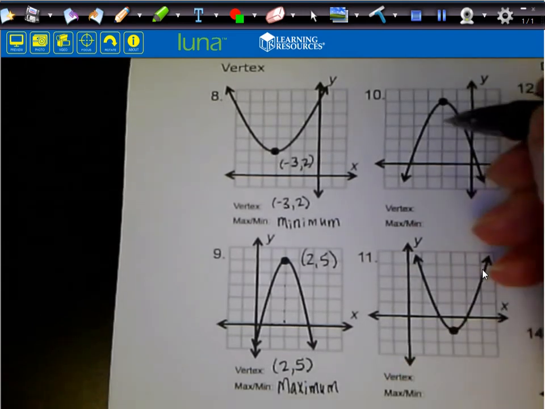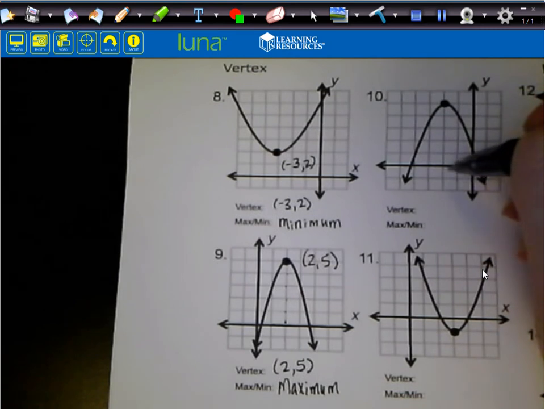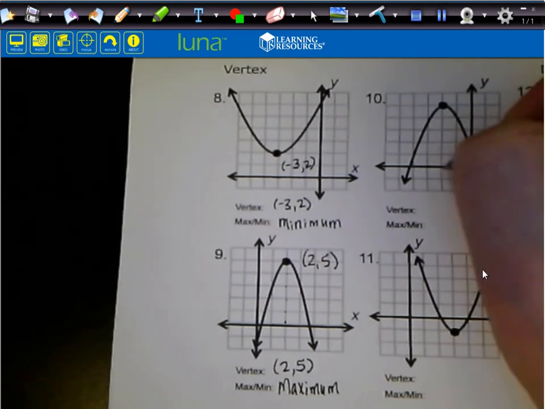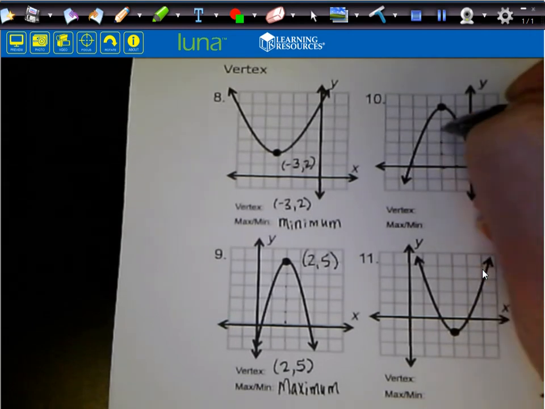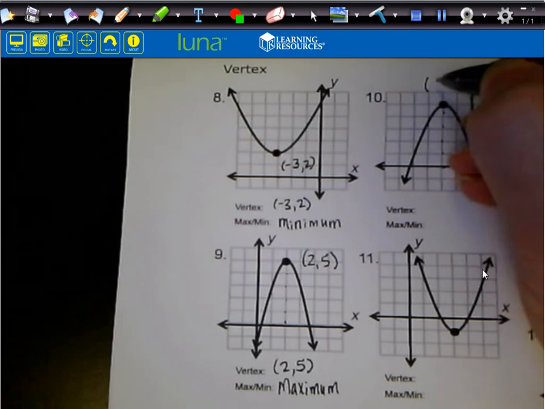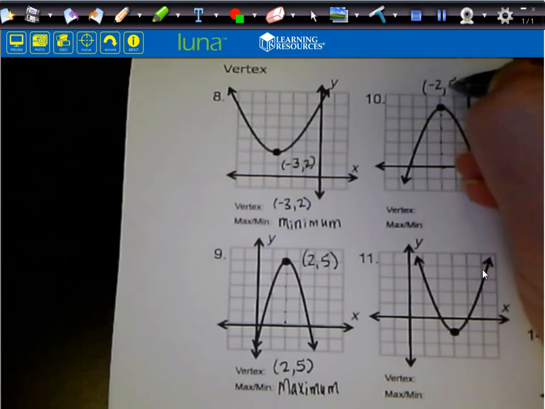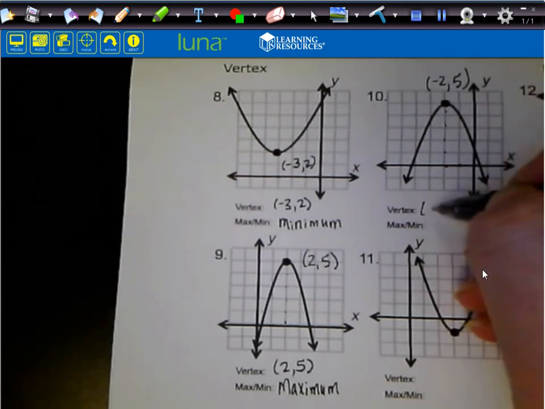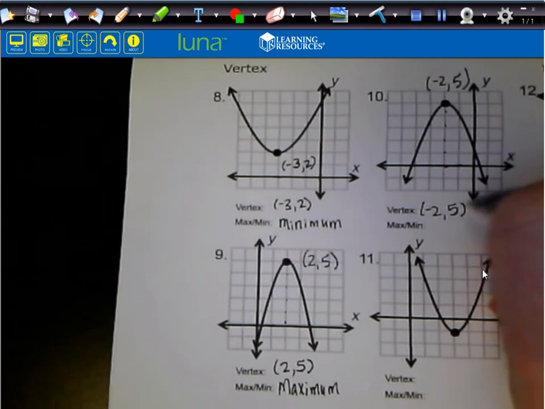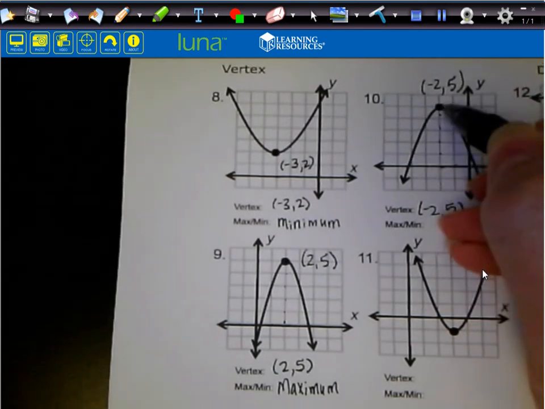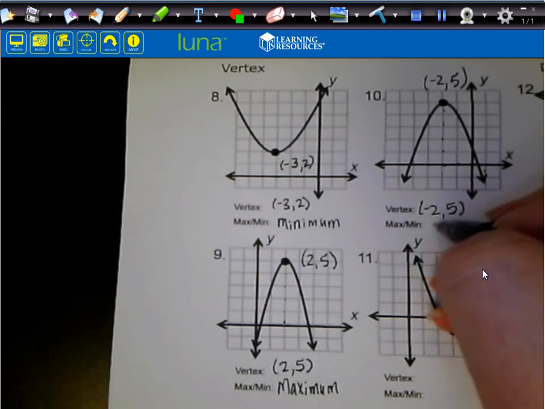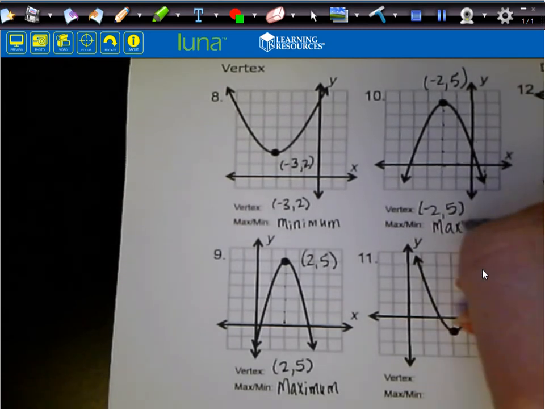Okay? Here, we're going to name this point. We go 1, 2, back on the x, so negative 2, and 1, 2, 3, 4, 5 on the y. So negative 2, 5 is going to be our vertex. Negative 2, 5. And because it goes up, up, up, this is the maximum point here, and then it goes down again. It is maximum.